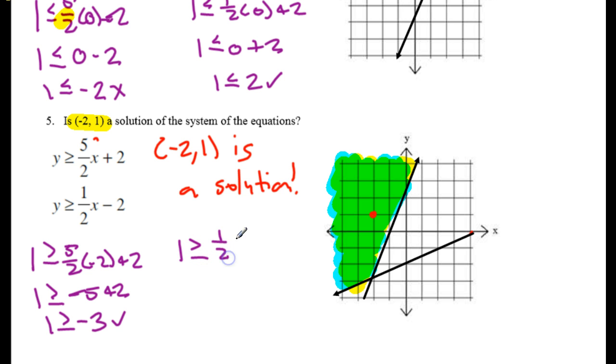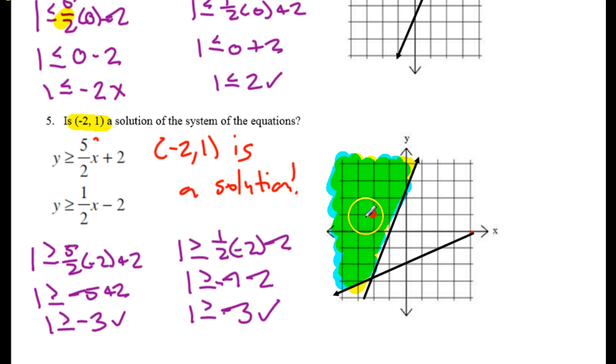And then if I do the second inequality in our system, y is the 1. Now it's 1 half times x. x is still negative 2, minus 2. So bring all this down. 1 half times negative 2 is negative 1, minus 2. And then negative 1 minus 2 is negative 3. And you'll see they both check out. So that's another reason why that's a solution there.